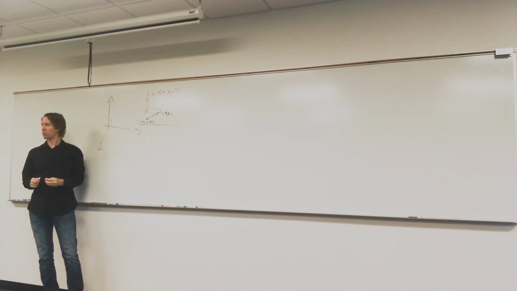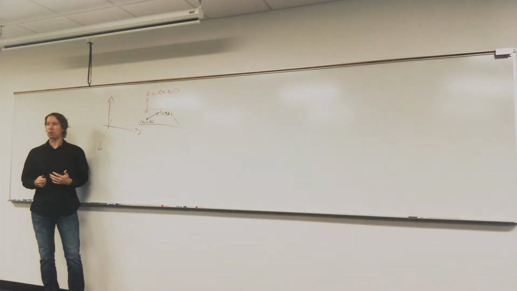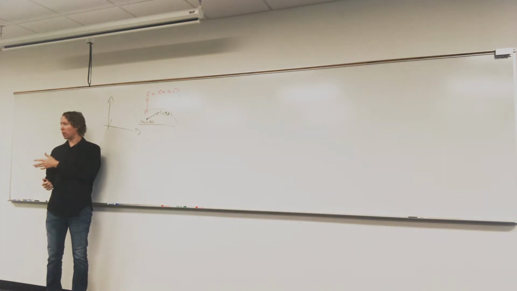Good. They're normal to each other, they're perpendicular, they're orthogonal. So how can we describe that? How can I figure out if they are? Or how can I demand that they are?